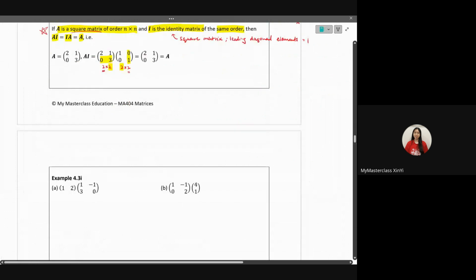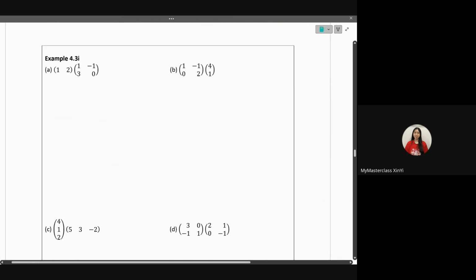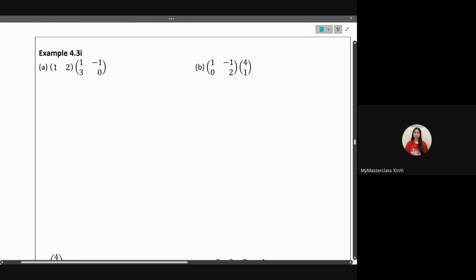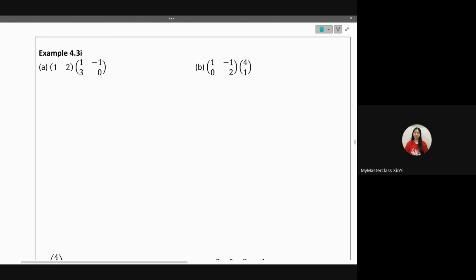Now let's do a few matrix multiplication examples. Let's look at the first one. Again, before you do matrix multiplication, always identify the order first to see whether it's possible to do. So this is a 1 by 2 and this is a 2 by 2. You realize the middle here matches, so this is possible and your outcome would be a 1 by 2 matrix.